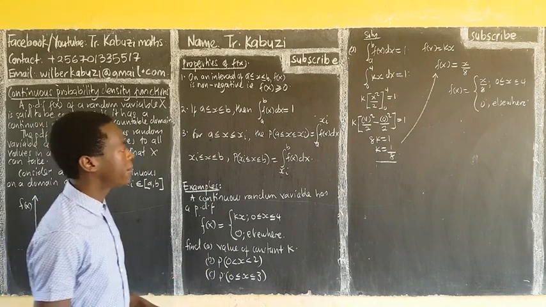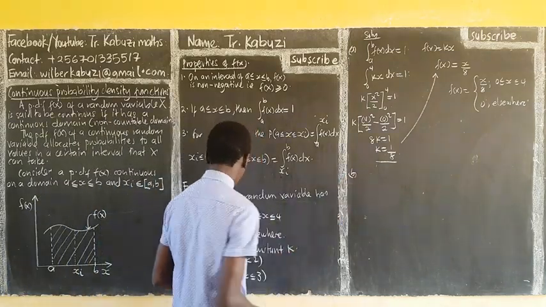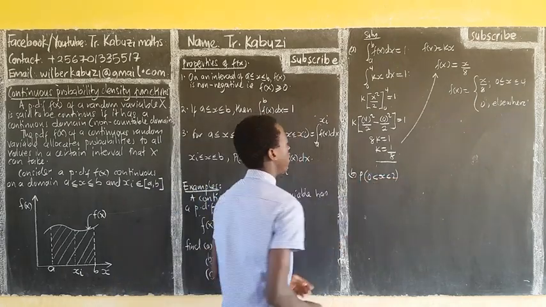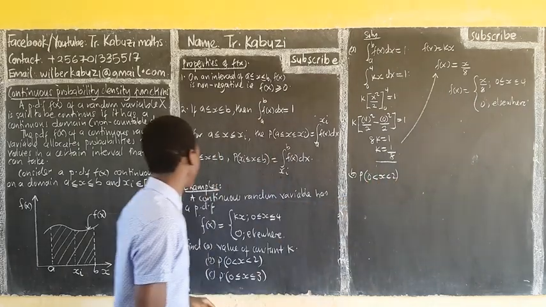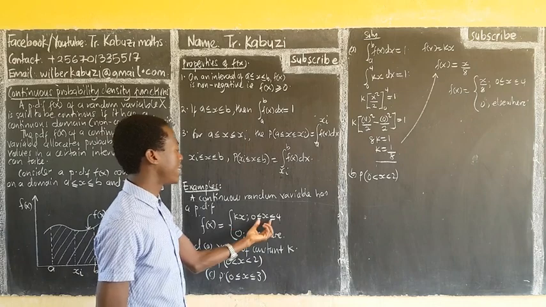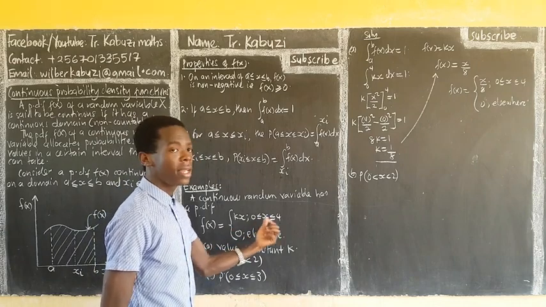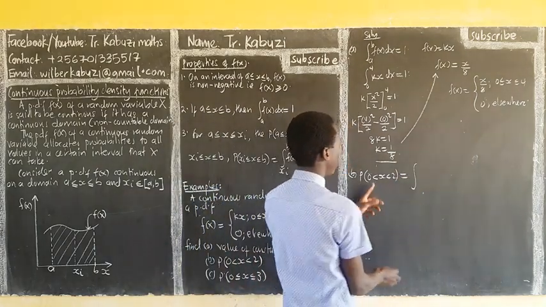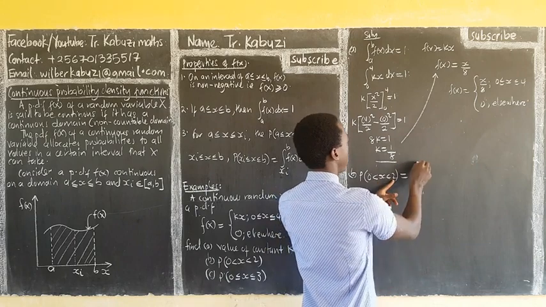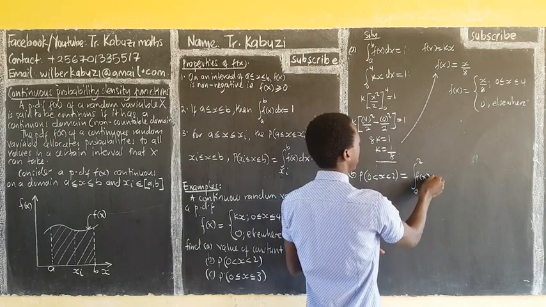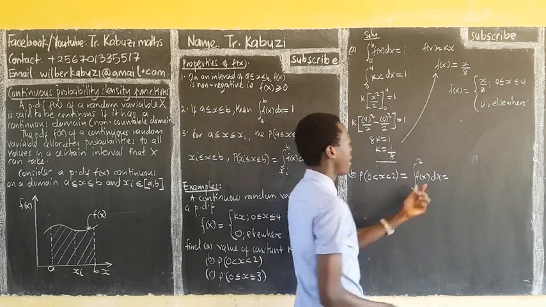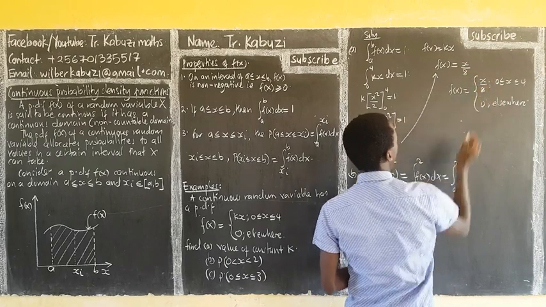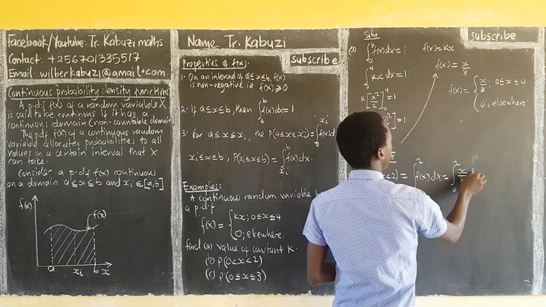Now in part B, they want us to get the probability for x when it's between 0 and 2. So it's 0 to 2, which will be the integral from the lower to the upper limit of f of x dx. So we have 0 to 2, and our f of x is x over 8, dx.